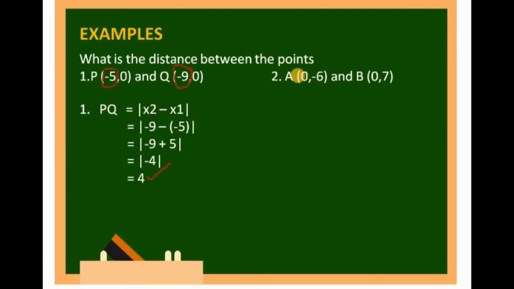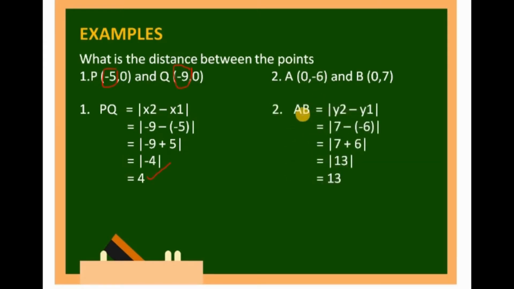Let's see the second one. Here A is 0, minus 6 and B is 0, 7. Here you can observe that the x coordinate 0 is same. So, what is the formula for the distance if they are lying on y-axis? The formula is y2 minus y1. Here y2 is 7 and y1 is minus 6.